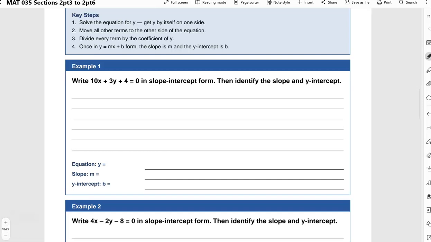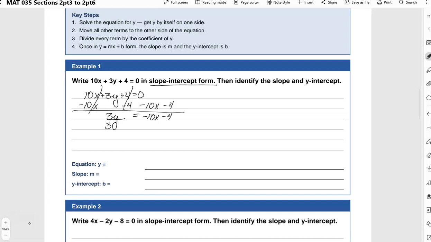So let's look at the next example. We have 10x + 3y + 4 = 0. So this is in standard form. We want to write it in slope-intercept form, and that just means we want to solve it for y. So I'm going to start by moving the x term and the 4 over. I'm going to move them both at the same time. Okay. So I'm going to have 3y on the left equals -10x - 4.